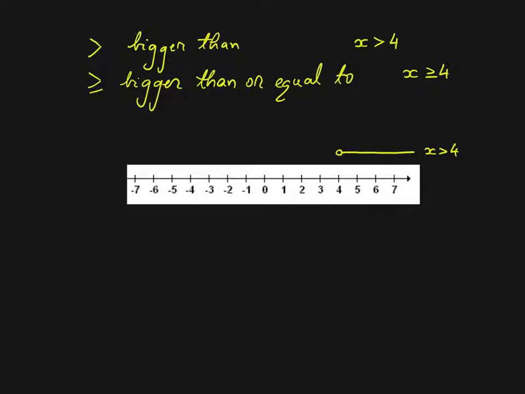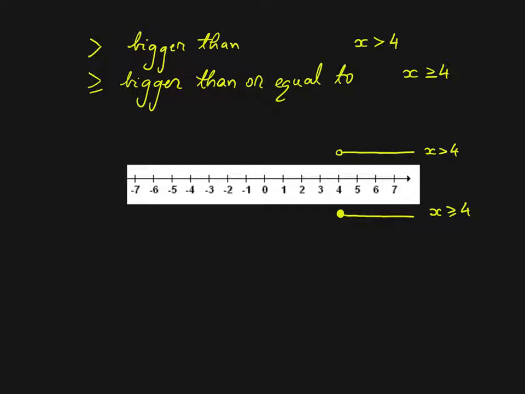So this line that I'm drawing comes together with the number line. And see, it starts from 4, and 4 is not included, meaning that this circle is empty. If I want to represent x bigger than or equal to 4, this is how I represent it. X bigger than or equal to 4.